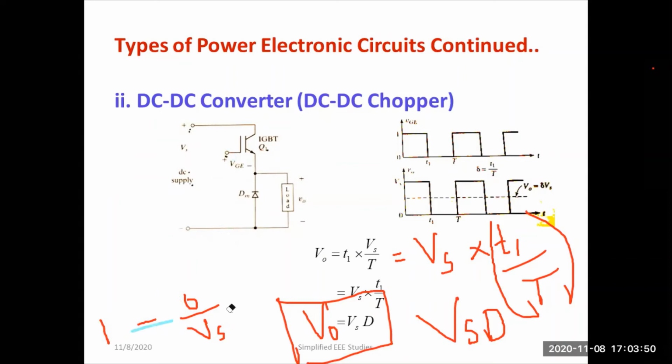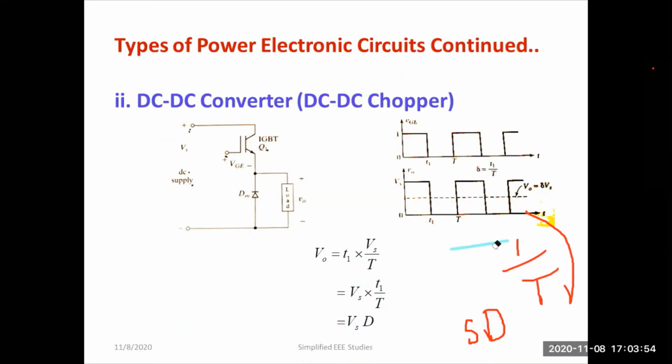This is the working. The output voltage can be written as input voltage times duty cycle. By adjusting the duty cycle, I can control the output voltage. So that's a specialty. Okay, so this is your output.